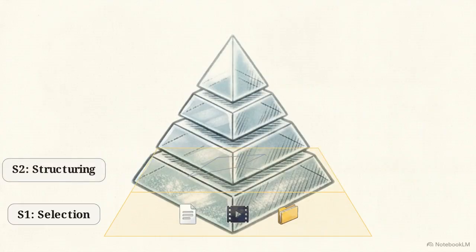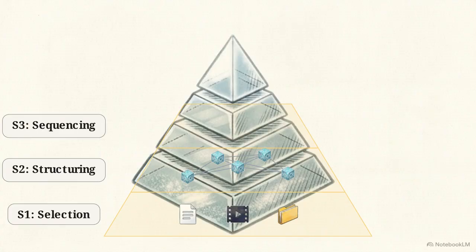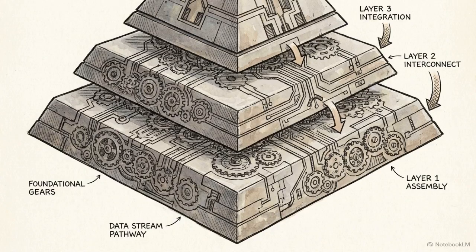Above that sits S2, structuring. This is the active application of metadata. Structuring creates the discoverable relationships and hierarchies that allow a user to understand how different pieces of information connect. S3 is sequencing. Sequencing determines the user's navigational experience. It dictates the order of search results and the paths a user takes to move from one resource to the next. These first three layers are the operational mechanics. They transform a raw selection of data into a navigable, structured environment.